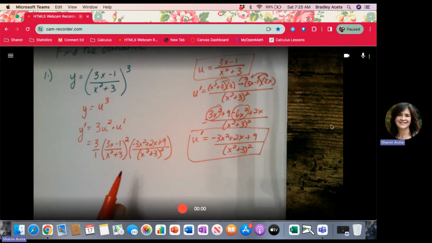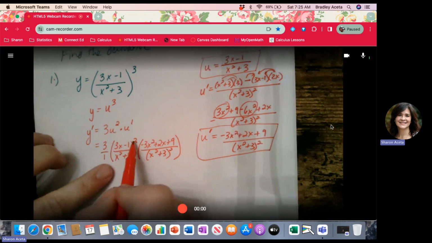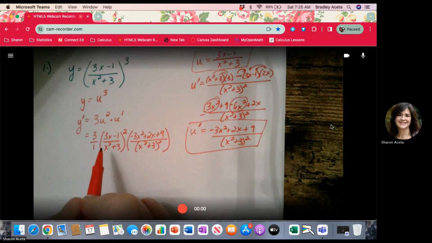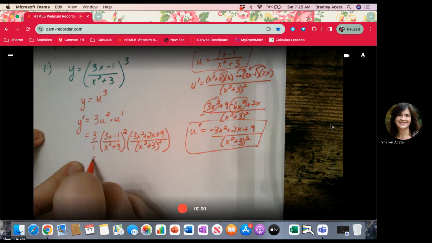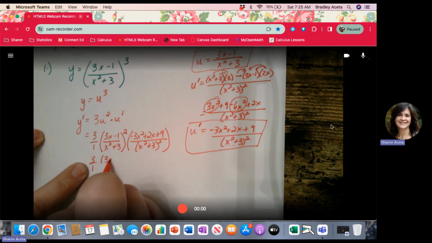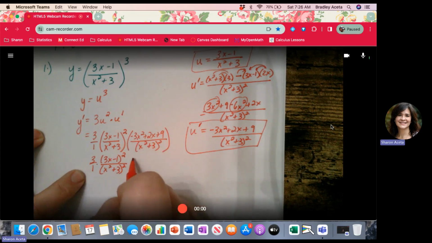Now, if you get this far, you've done really good. You've done really most of the calculus right now. What you now need to do is go back to those exponent rules, okay? You need to clean this up a little bit. So this 2 is going to distribute to each one of these quantities. So you're going to have 3 over 1. This is now going to be 3x minus 1 squared over x squared plus 3 squared. And then this, we're just going to leave it like negative 3x squared plus 2x plus 9 over x squared plus 3 squared. Well, what do you notice?